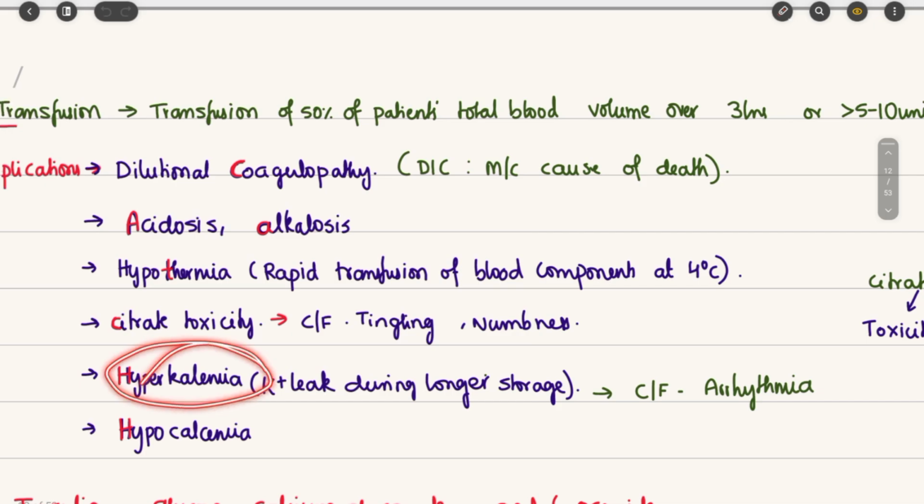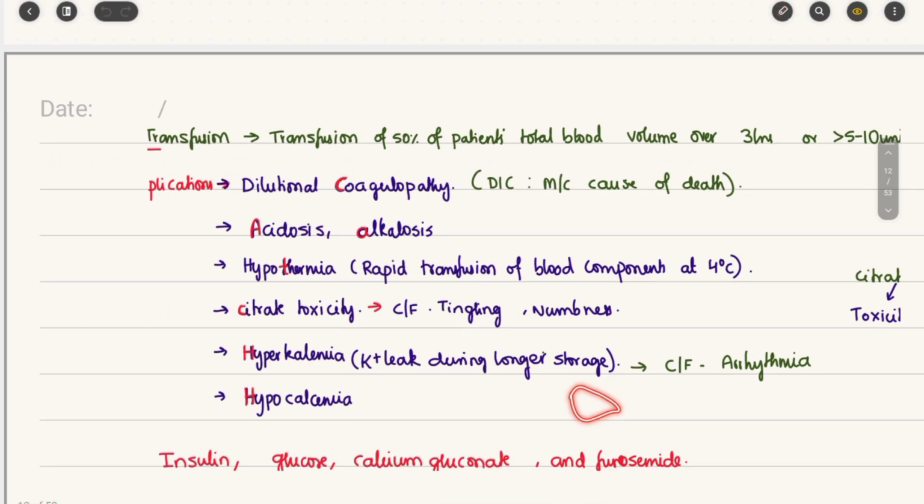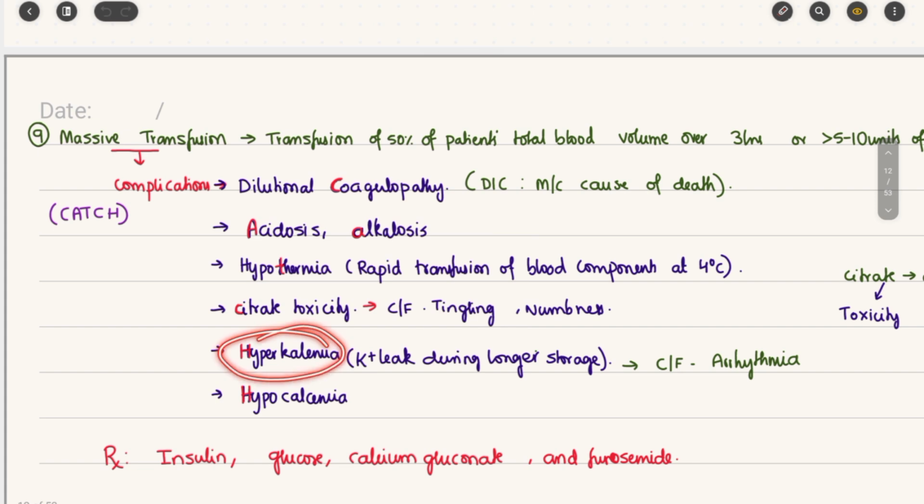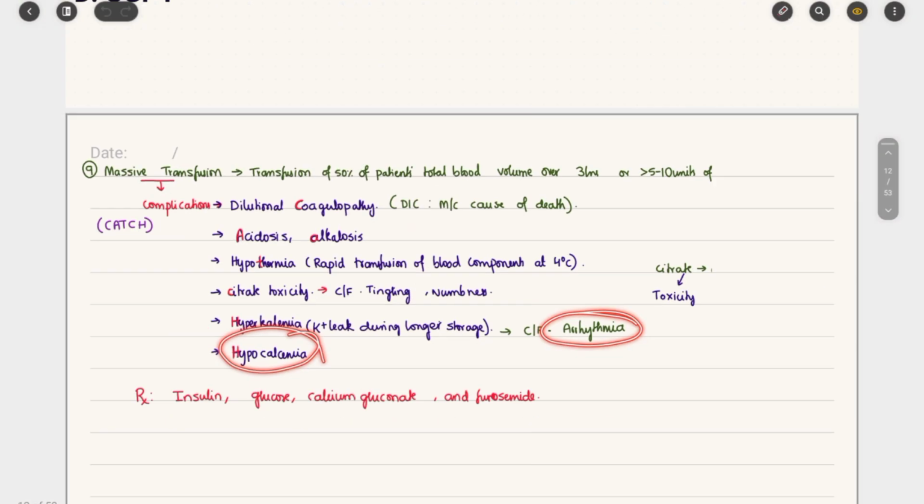Hyperkalemia is seen. Why? Because when you store the blood for a longer time, there will be potassium leak from the RBCs. Hence, there will be hyperkalemia, not hypokalemia. So, the patient might complain of arrhythmia. Hypocalcemia, we have seen. Yes.